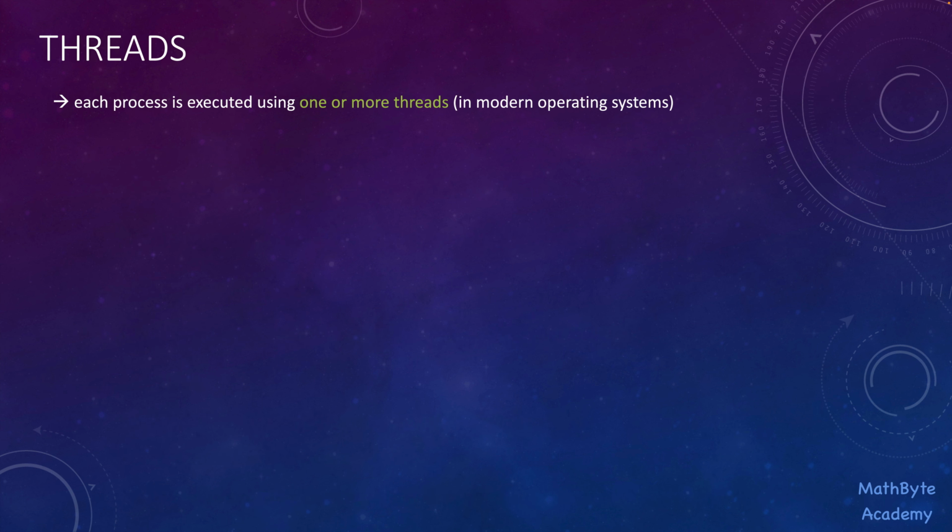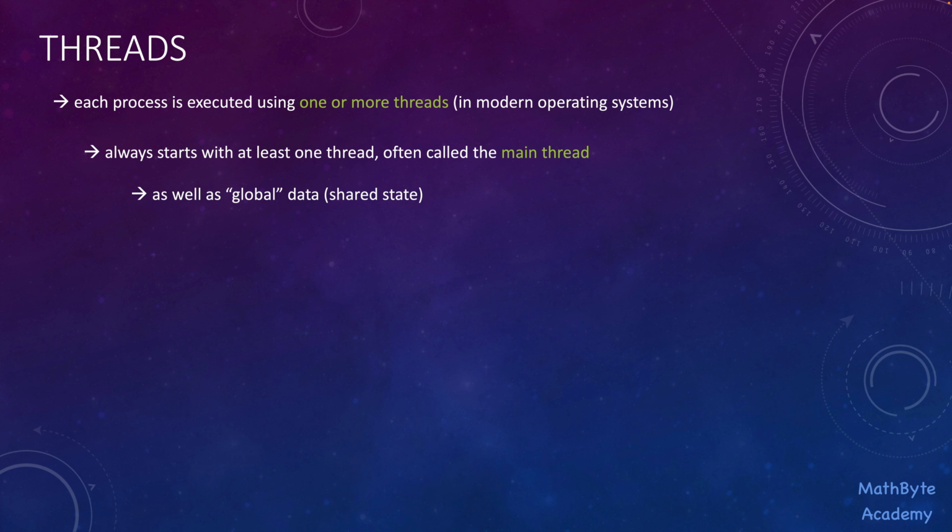So what are threads? Well, each process is executing using one or more threads, and at least that's the way it works in most modern operating systems. Processes don't run. The way processes run is that they have one or more threads, and that thread of execution is what's actually running the code that keeps the process moving forward. So we always basically start with at least one thread, which is often called the main thread.